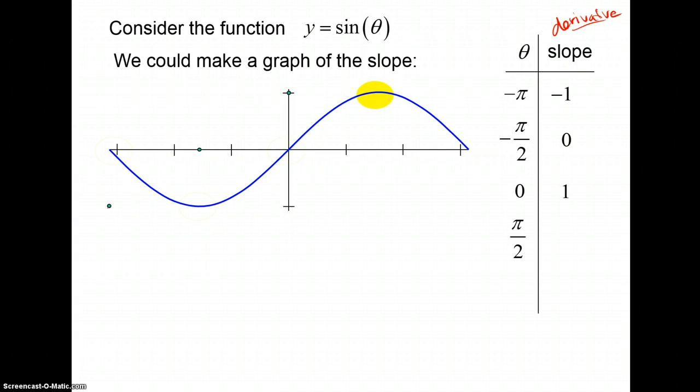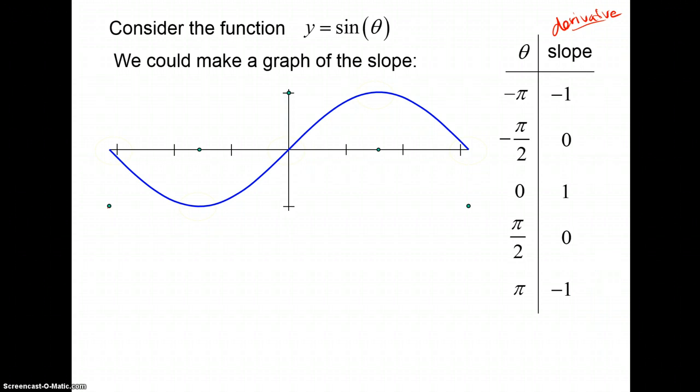Estimating the slope at pi over 2 would be 0. And there goes that point. And then estimating the slope at positive pi, I would say is about 1, or excuse me, negative 1. So here I have my different x values, or theta, since we're looking at sine of theta. I have approximated the slope at various points along the graph. Those are my y value columns, and those are also going to be my y values for my derivative.